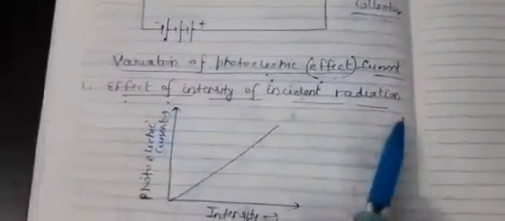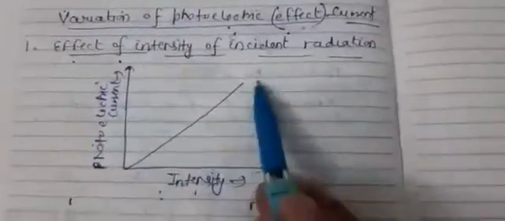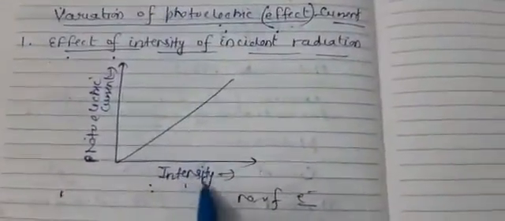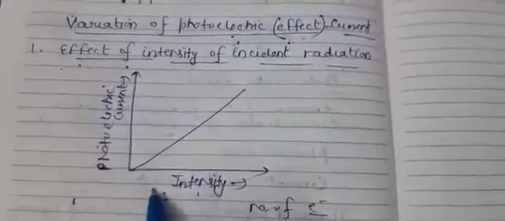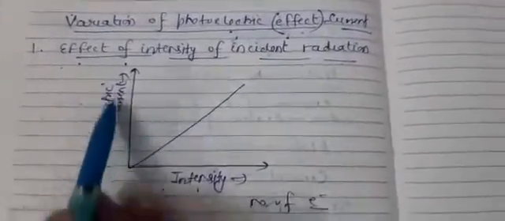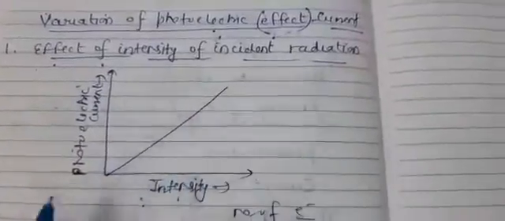So if you have to discuss the effect of variation of intensity, first of all you have to see the graph. When we increase the intensity, the number of photoelectrons emitted from the cathode plate will increase. This will lead to an increase of photoelectric current.